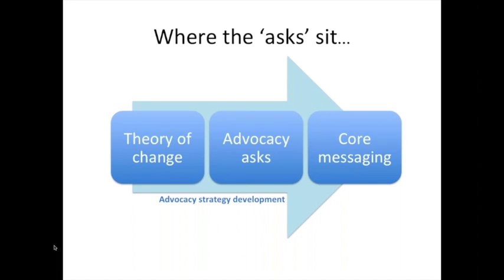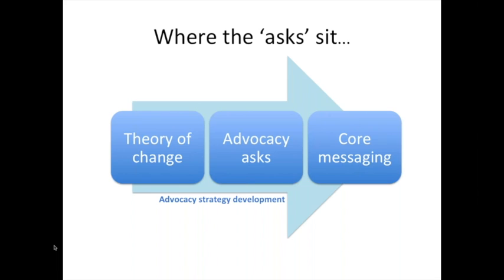And just to illustrate where the asks sit, in developing a strategy, the theory of change comes first. We talked about that last time. Then you develop the advocacy asks, and then from them come the core messaging. So you can see the process is strategic, and it's all part of the development of an advocacy strategy, and all these things will be part of the advocacy strategy.